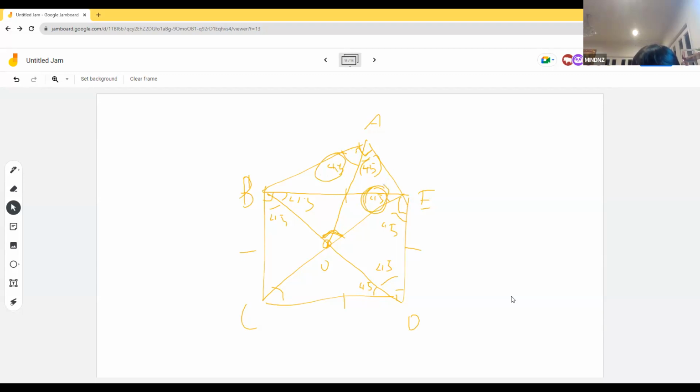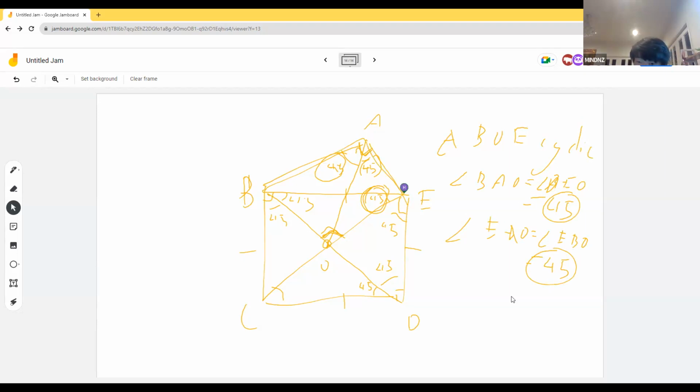So, since these two angles are 90, we know that ABOE is cyclic. So therefore, angle BAO is equal to angle BEO is equal to 45. And angle EAO is equal to angle EBO is equal to 45. So they're equal. So therefore, BAE got split into two equal halves.